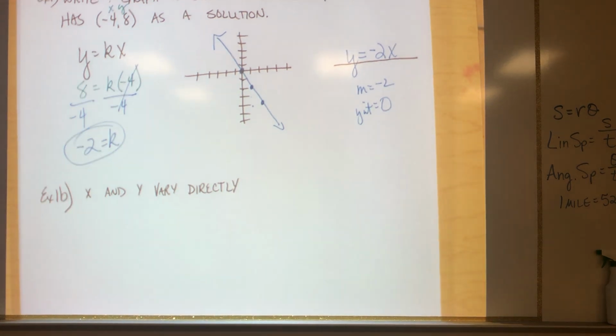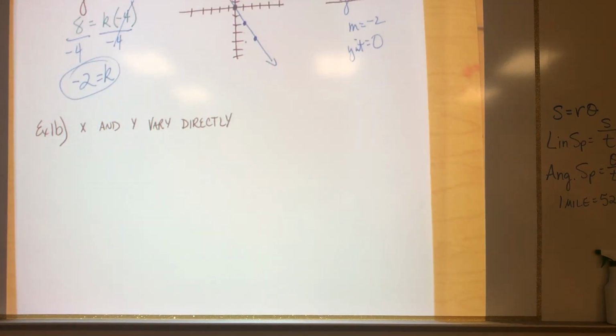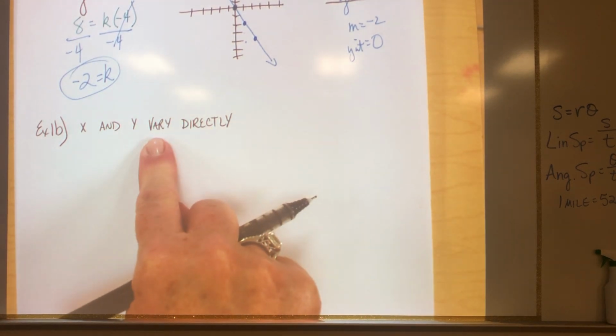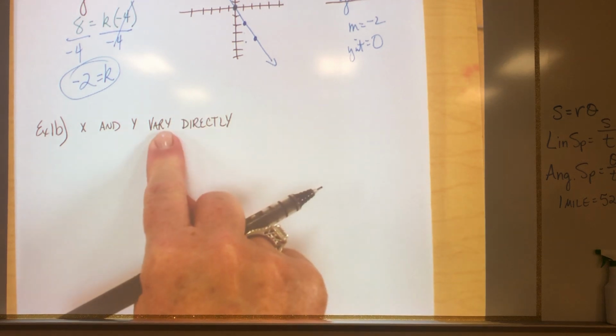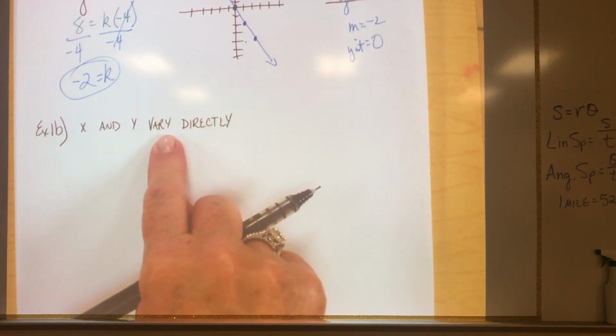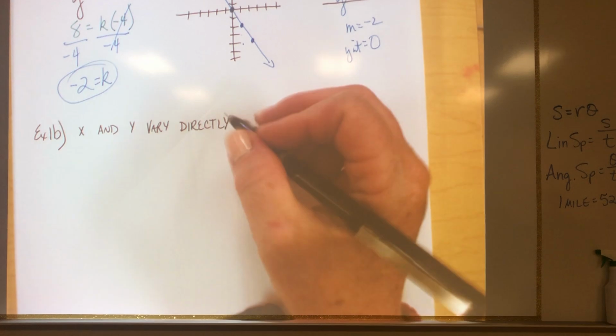What does that mean? Put together. They correspond with each other. Yeah, but what do I have? Direct variation. You have a direct variation. Okay, you got a direct variation.